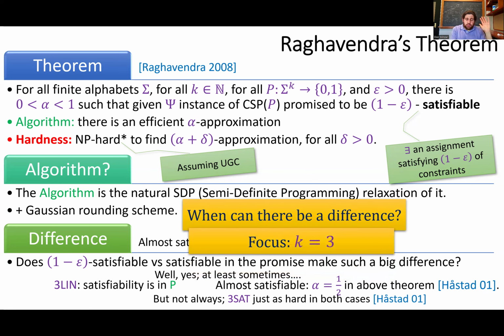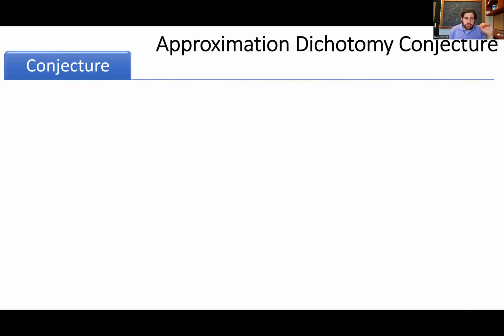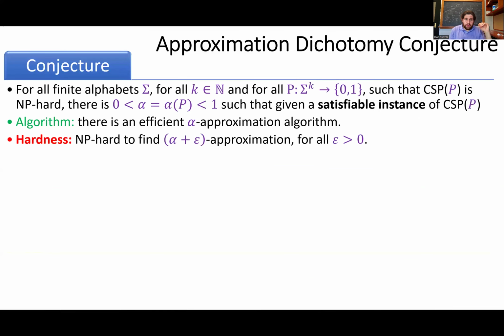And for the remainder of the talk, we're going to focus on k equals 3. So here is our conjecture, and this is what we conjecture should happen. We conjecture that for every finite alphabet sigma, and for all arity k, and for every predicate P, there is still some alpha between 0 and 1, such that if I give you an instance of CSP-P which is promised to be fully satisfiable, then there is an algorithm that achieves an alpha approximation, but doing anything slightly better is NP-hard.